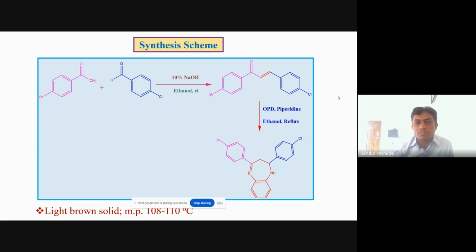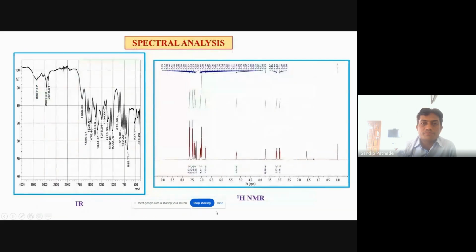This is the scheme for synthesis of our title molecule. First, we take an equimolar mixture of parabromoacetophenone and parachlorobenzaldehyde, stirred at room temperature in ethanol as a solvent using 10% sodium hydroxide, which gives the intermediate, the chalcone. This chalcone is reacted with orthophenylenediamine using piperidine as a base, refluxed in ethanol for 5 to 6 hours, which gives the benzodiazepine derivative. This benzodiazepine derivative is a light brown solid having a melting point of 108 to 110 degrees Celsius.